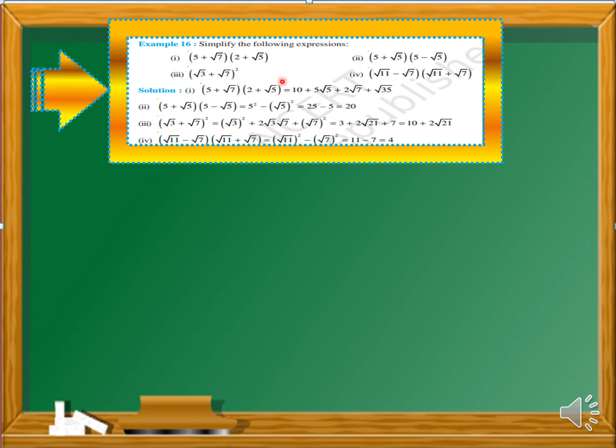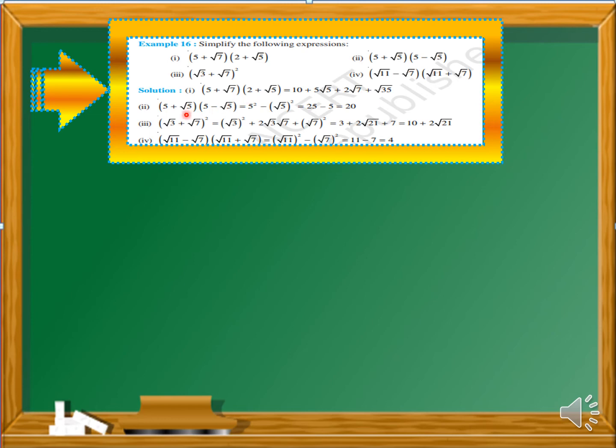5 into 2 is 10. 5 into √5 is equal to 5√5. √7 into 2 is equal to 2√7. √7 into √5, we get √35, because 7 into 5 is equal to 35 and the root remains the same. So this is the answer for the first subdivision.